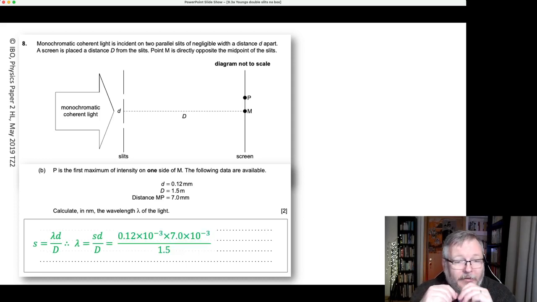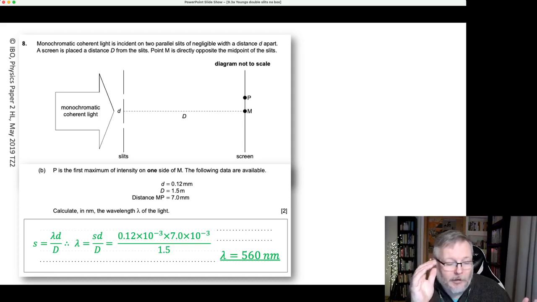Plug those numbers in. There's the little trick, is to remember that you've got to convert everything into the same units. In this case, it would make sense to convert it into the SI unit, the meter. So 0.12 millimeters is 0.12 times 10 to the minus 3. 7 millimeters, 7 times 10 to the minus 3 divided by 1.5 meters will give you an answer of 560 nanometers, or 560 times 10 to the minus 9 meters.